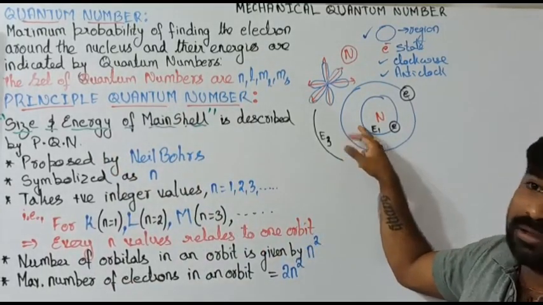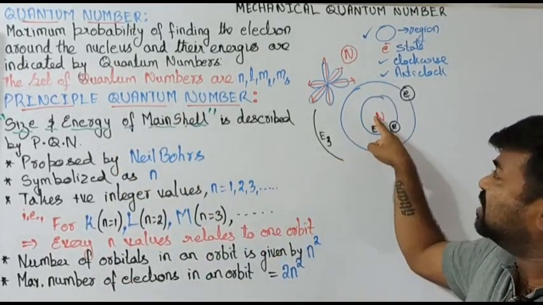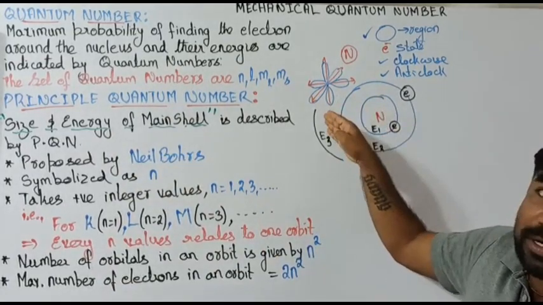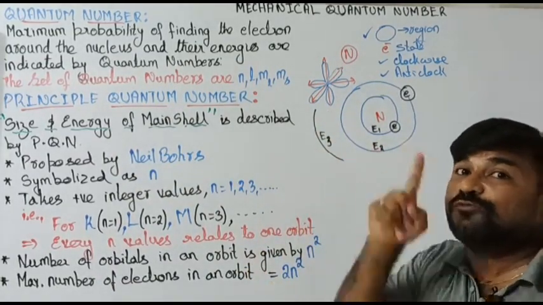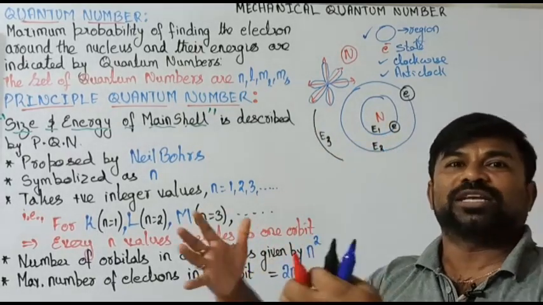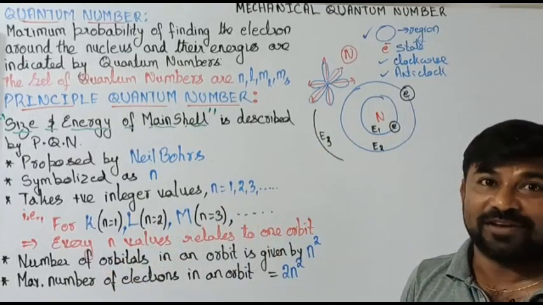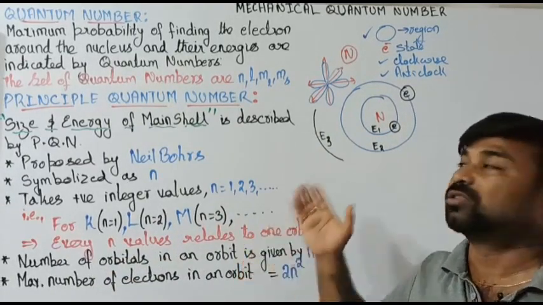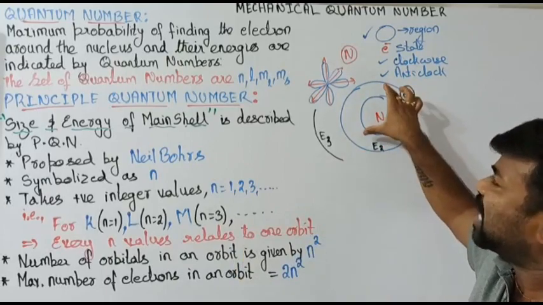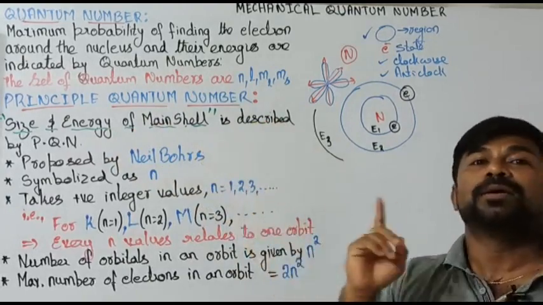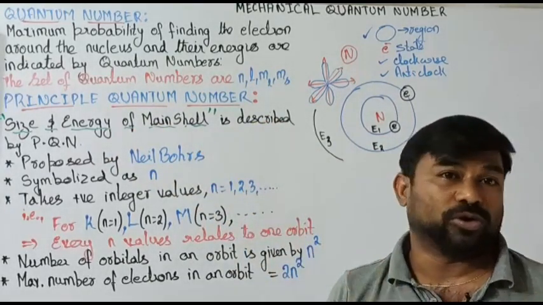If the orbit is nearby to the nucleus, it may have different energy. If the orbit is away from the nucleus, it may have different energy. If you know the principal quantum number, we can know how much energy is in the orbit. In the same way, what is the size? Is it close, is it small, is it a bit larger? This is a bigger orbit than this one. So size and energy of the main shell is described by the principal quantum number. This is the main point you have to remember.